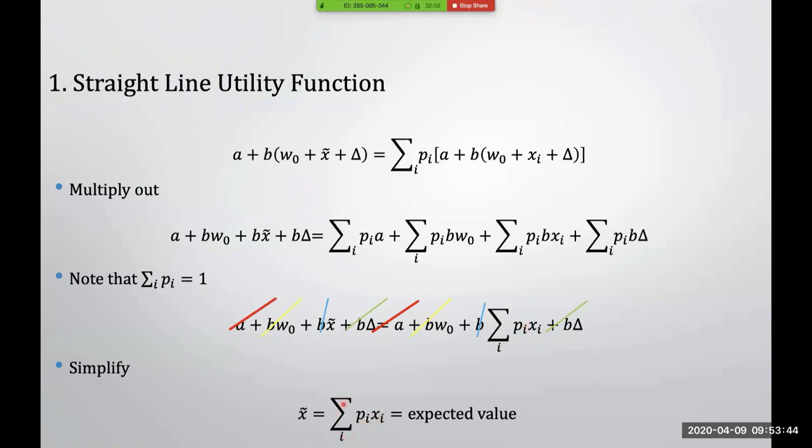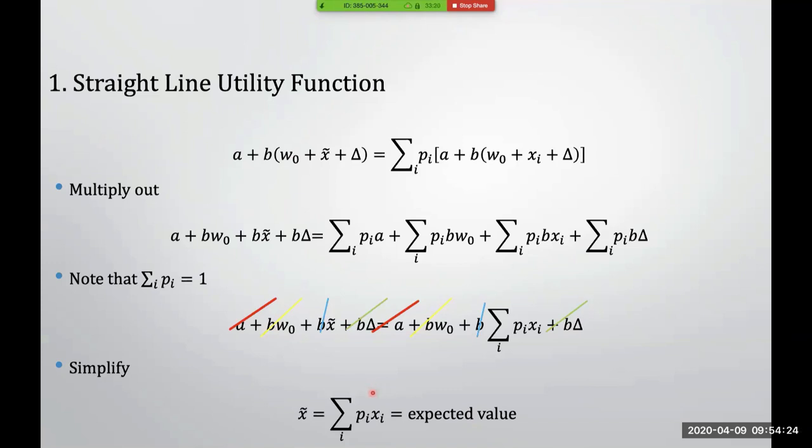If you think about this, the sum of PI XI is just the expected value of an uncertain deal. So by solving for x tilde, we have figured out that if we start with a straight line utility function like this, the certainty equivalent would be equal to the expected value. By definition, that is what we call a risk-neutral person. So it turns out a straight line utility function actually represents the utility function of a risk-neutral person. That's the first observation.